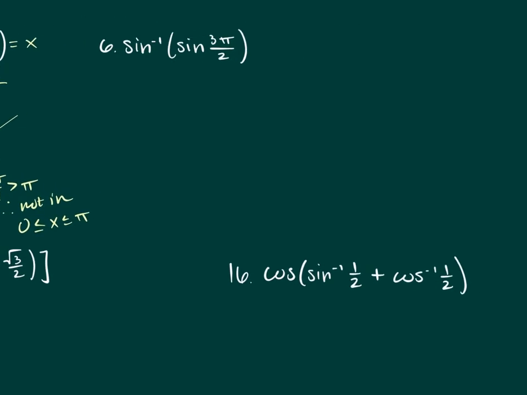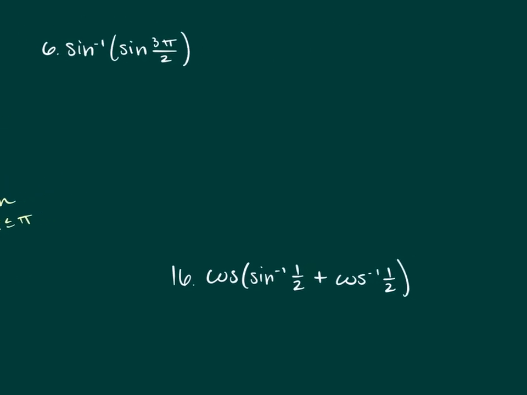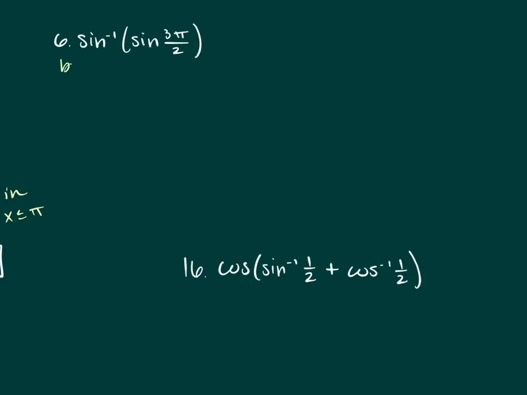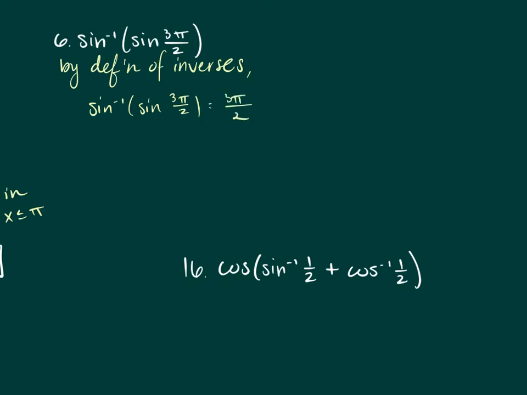For 6, we have sine inverse of sine of 3 pi over 2. So by definition of inverses, sine inverse of sine 3 pi over 2 is just equal to 3 pi over 2. It's like taking x times 1 over x. Okay, they kind of cancel each other out.